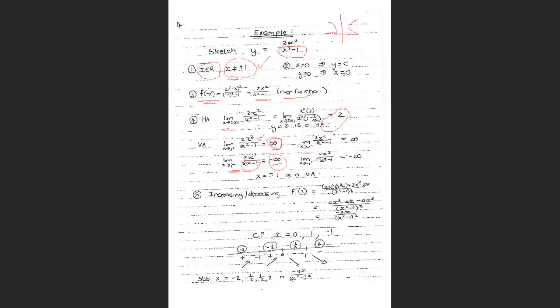Take the limit as x approaches minus 1 from the right and from the left, and tell me if it's positive or negative. Then this is the most important conclusion. You need to say, therefore, x equals plus or minus 1, they are vertical asymptotes.